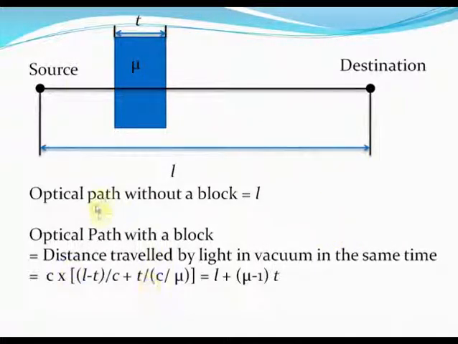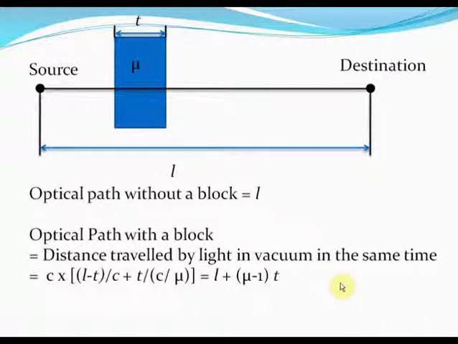So you can see that the time taken by the light to travel from source to destination will be (L minus T) divided by C, because the light travels the distance L minus T with the same speed C in vacuum, plus T divided by (C by mu). That's because the light travels the distance T inside this block with a speed C by mu, because the speed of light in any medium of refractive index mu is C divided by mu, where C is the speed of light in vacuum. Hence the optical path, when a block is placed, comes out to be this expression, L plus (mu minus 1) into T.